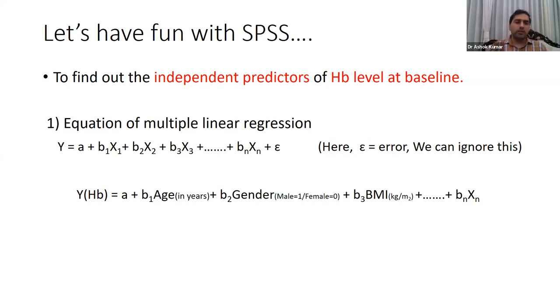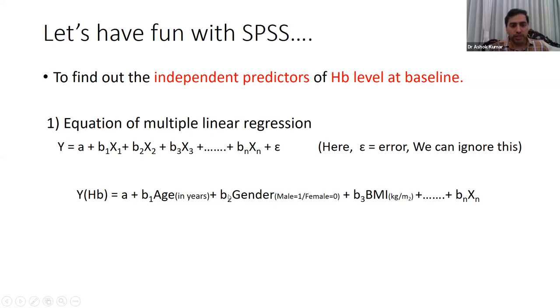We have to find out in a multiple linear regression. We do simple linear regression, after that we will do multiple linear regression. So the equation of multiple linear regression: you can see it is y = a + bx. In this condition, there are many x, for example age, BMI, gender. So we have to write y = a, where a is a constant, plus b1x1, where b1 is the beta coefficient of x1. X1 is here age in years, you can see here. And y is HB.